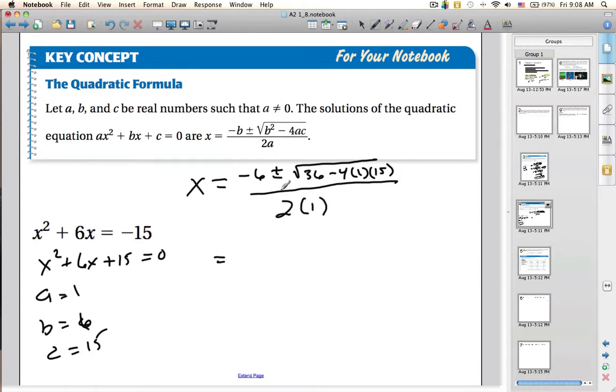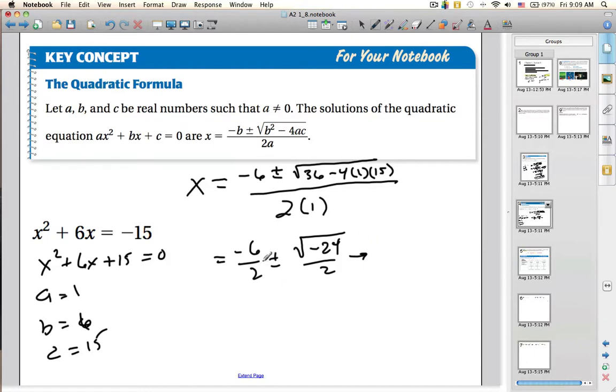So I'm going to not go as slow as I did in the last example. I'm going to go ahead and distribute the division now and do some simplifying of the radical. So I'll have negative 6 over 2 plus or minus the square root of 36. 4 times 1 times 15 is 60. 36 minus 60 is negative 24. So it's going to be negative 24 over 2.